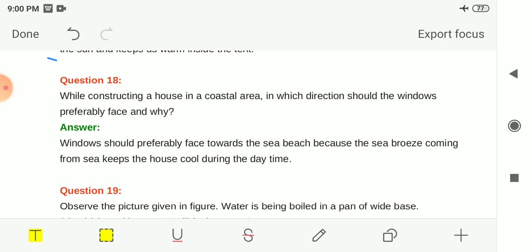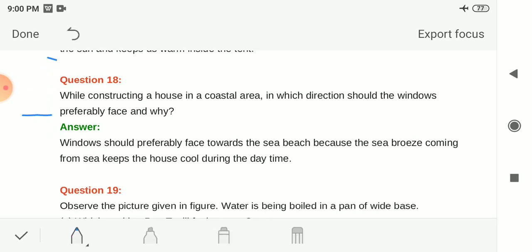Next question is, while constructing a house in the coastal area, in which direction should the windows preferably face, and why? So windows should preferably face towards the sea beach, because the sea breeze coming from the sea keeps the house cool during the daytime. As we had seen, the sea breeze blows during the daytime, and in that the wind blows from the sea. So that's why we should keep the windows facing the sea, so that we can get the sea breeze, or the wind that blows from the sea.